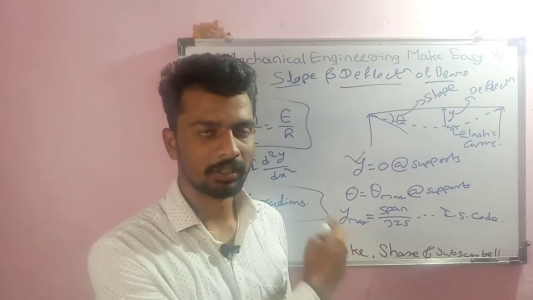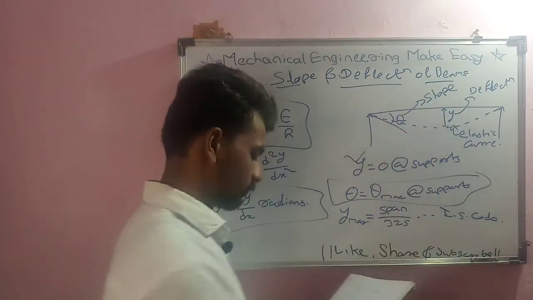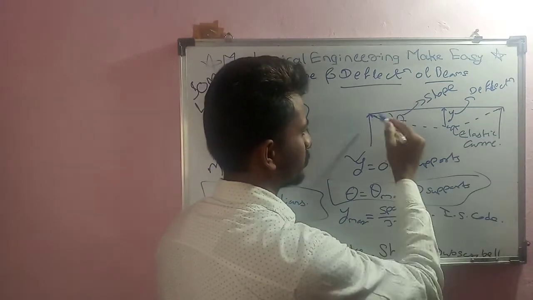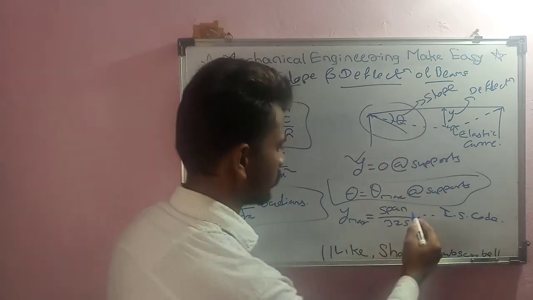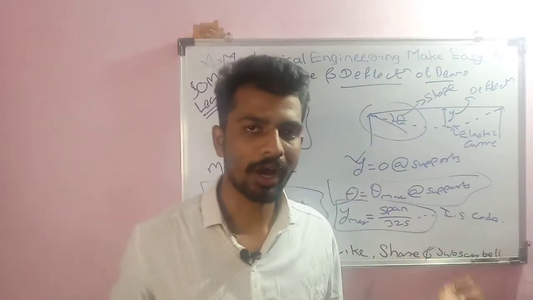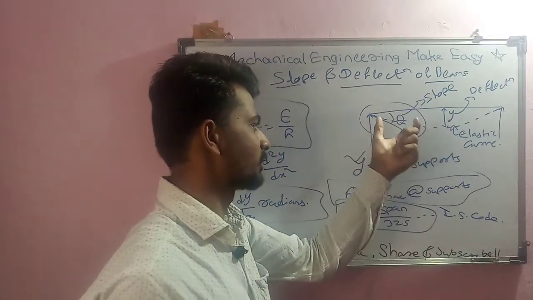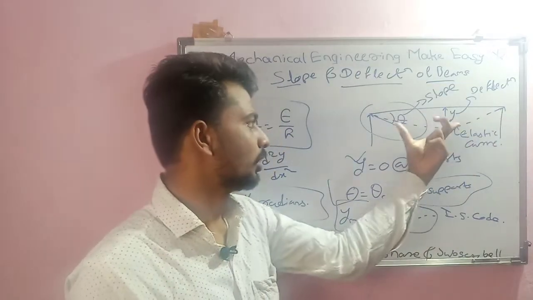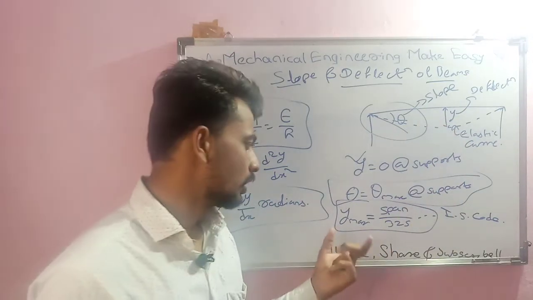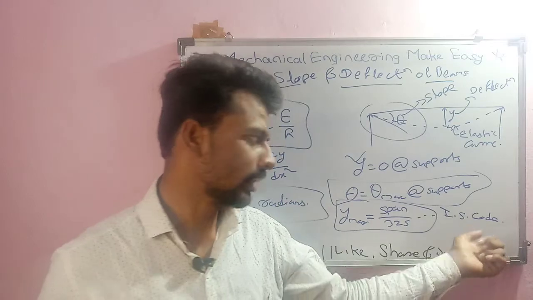This is also one ideal case. In this case we can see that theta is maximum at this support, and y is maximum at the middle. The value of maximum y is nothing but the maximum deflection. That depends on the span, and span is nothing but the distance between these two supports. So span divided by 325 is the formula for calculating the maximum deflection, and it is a formula given by the IS code, that is the Indian Standard code.